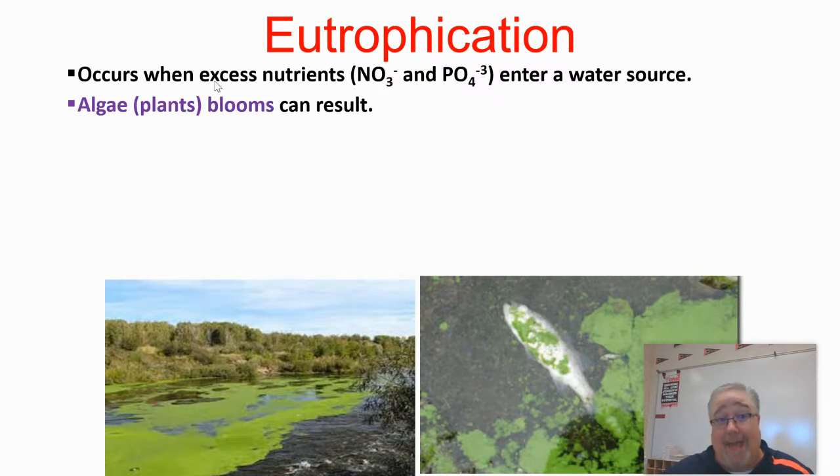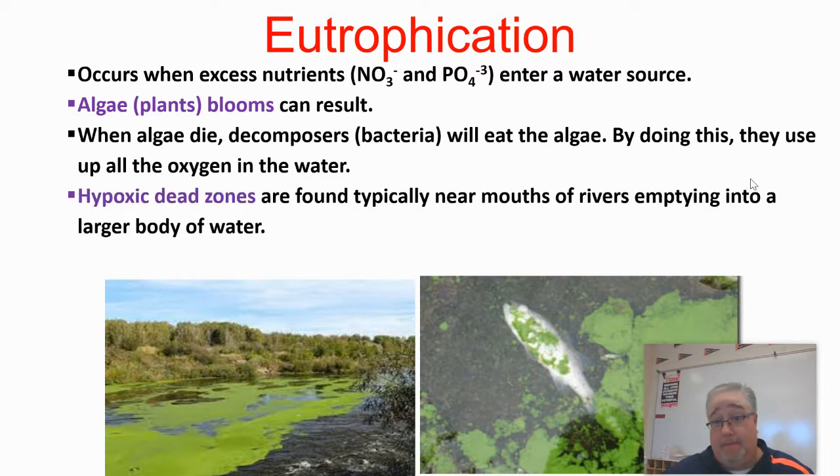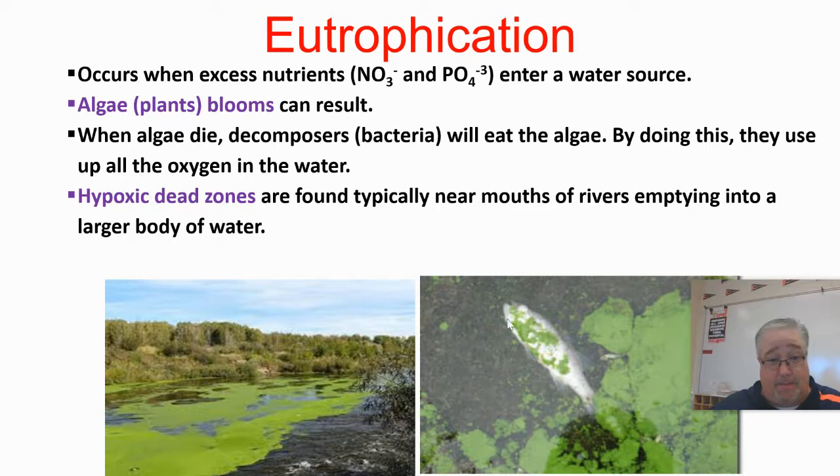Eutrophication occurs when excess nutrients, things like nitrates and phosphate, which we'll talk about in the phosphorus cycle, get into water. It causes algae to bloom, right? Look at this picture on the left. We see all that green on the top of that pond or lake. That's all algae, and that's pretty much an indicator that those algae have everything that they need to grow.